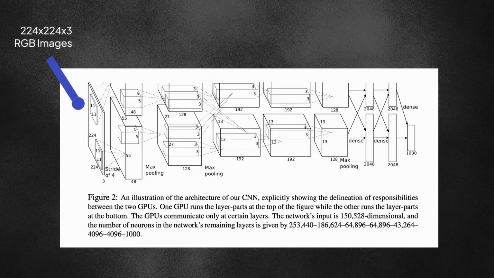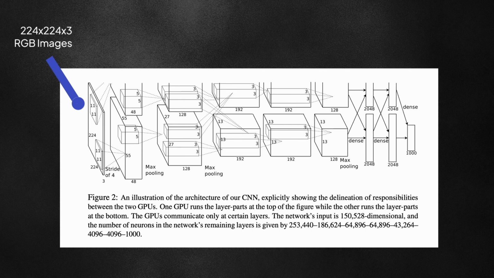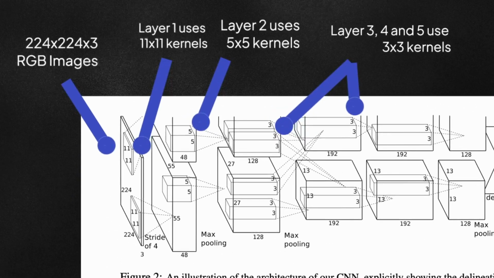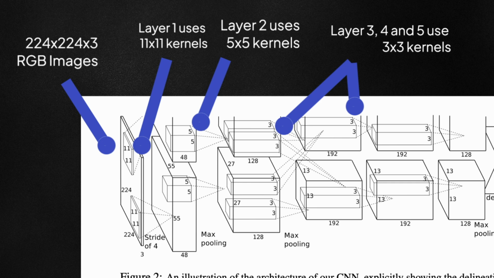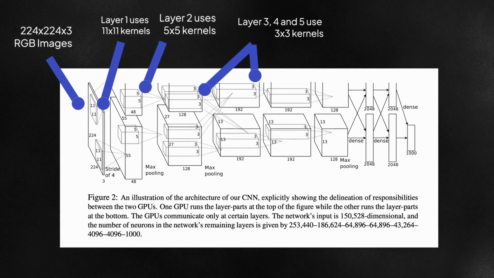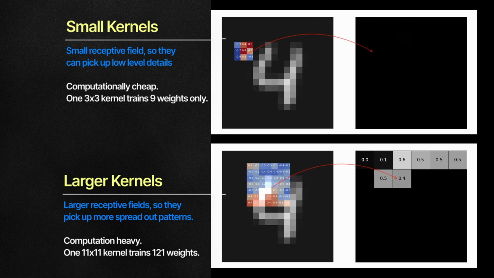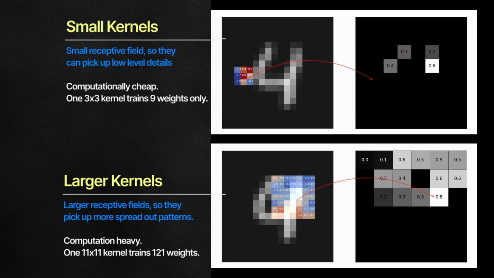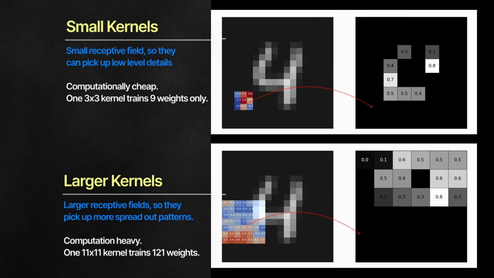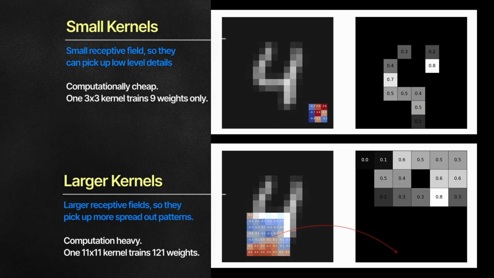AlexNet trained on 224 by 224 RGB images and also used multiple kernel sizes in the network: 11 by 11, a 5 by 5, and a 3 by 3 kernel. Models like LeNet 5 only use 5 by 5 kernels. The larger kernels were more computationally expensive to train because they just contain more weights, but they also capture more global widespread patterns from the images.